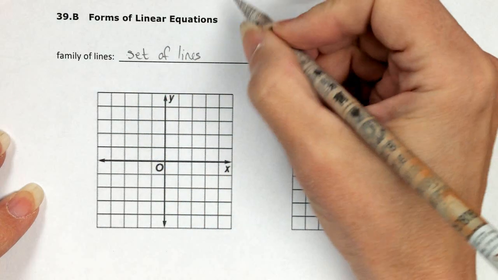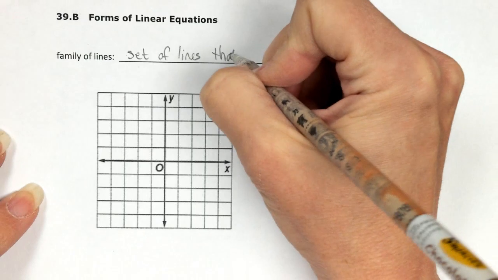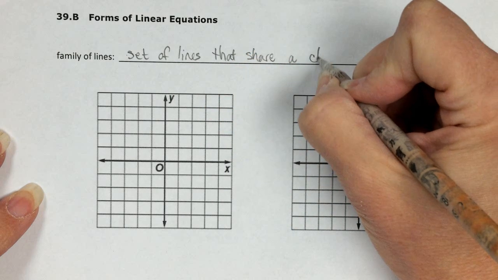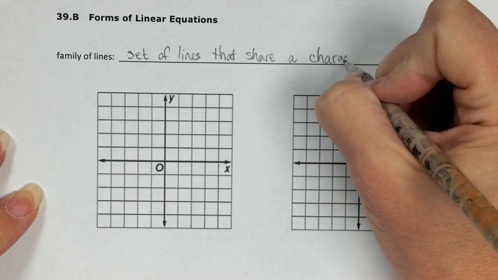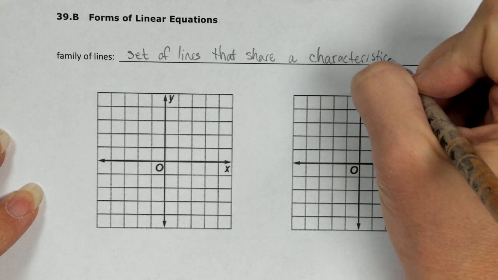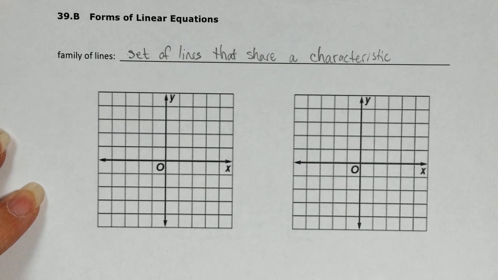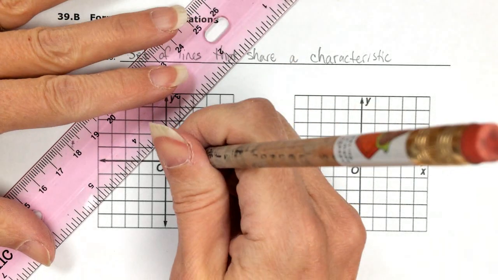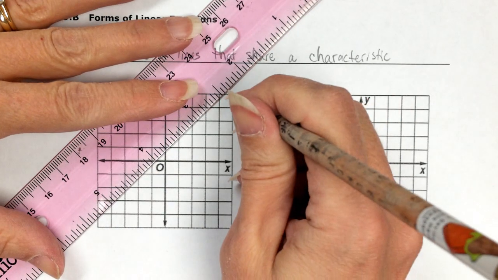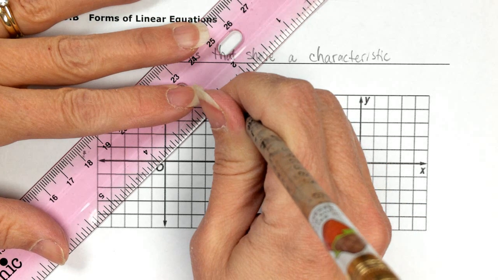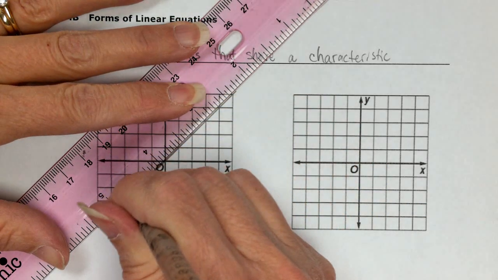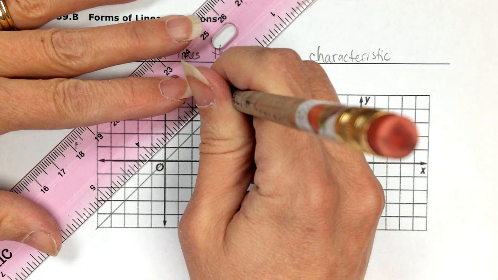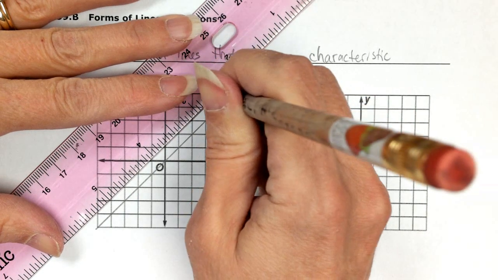that share a common characteristic. So there's some characteristic they have in common. Like the slope, for instance. So let's say we had here, make it easy, a line with slope 1, right through the origin. There are many other lines that also have a slope of 1, that just happen to have different y-intercepts.